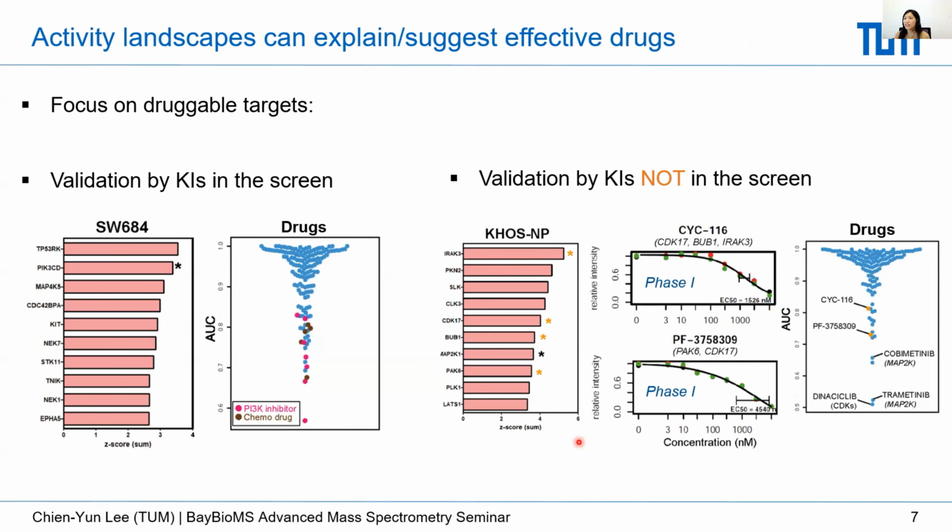Since, as I mentioned, we calculate the score of the kinases, but not all the kinases have targeted inhibitors, we then specifically focus on the top 10 druggable kinases. As you can see, on the list, the cell line SW684 is also a fibrosarcoma. And then the second highest score is PI3K.